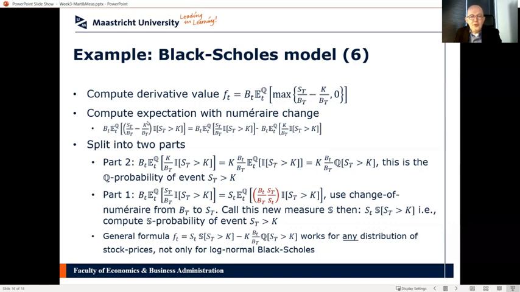The advantage of doing this multiplication with the indicator function is I can now split my expectation, saying it's the expected value of S over B times the indicator function, minus K times the expectation of the indicator that S is larger than K. Now I can split this into two parts. K is a constant.